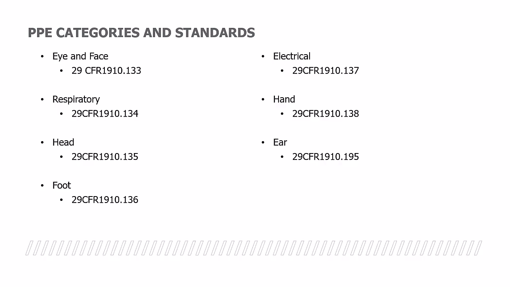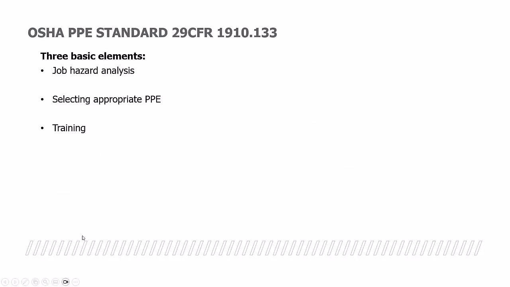1910.135 for foot protections, 1910.136. For electrical hazards, as far as the PPE requirements, actually falls under the 1910.137. The hand protection falls underneath 1910.138. And the hearing protection or ear protection is 1910.195.